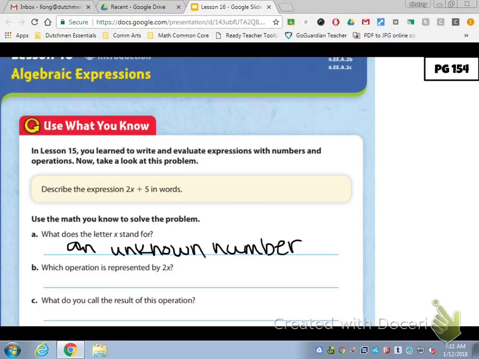B says, which operation is represented by 2x? Now, we talked about this the other day when we were going through PEMDAS. I said that sometimes you will have a number or two letters side by side. When they are side by side, the 2 is right next to the x. It means that you are going to multiply. So it's multiplication. C, what do you call the result of this operation? Well, what's the answer to a multiplication problem? It is the product.